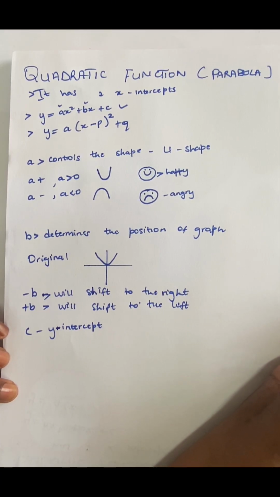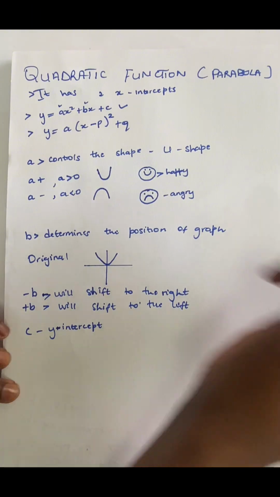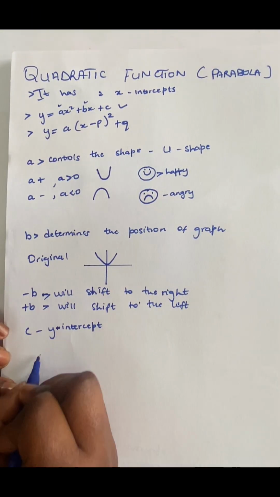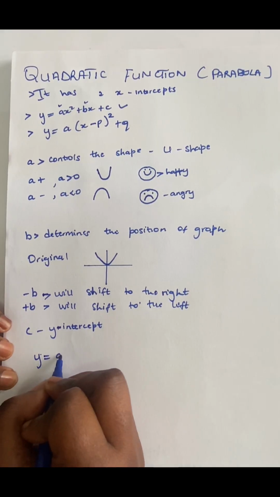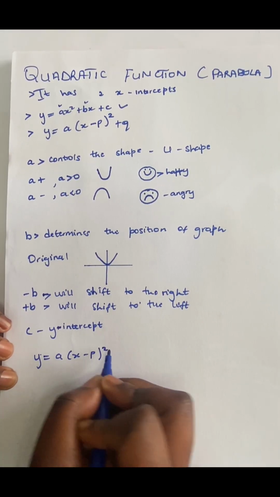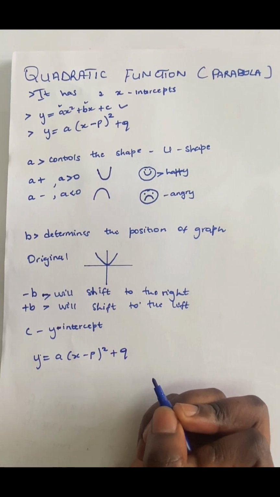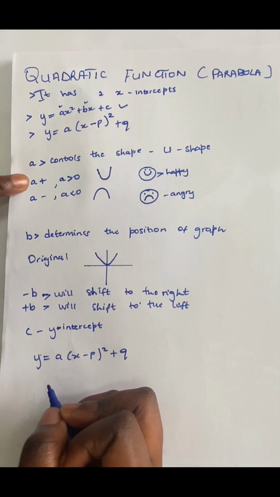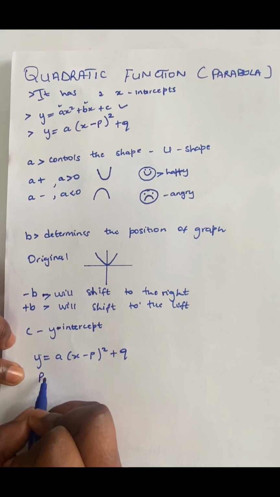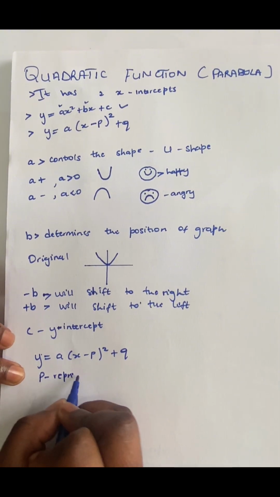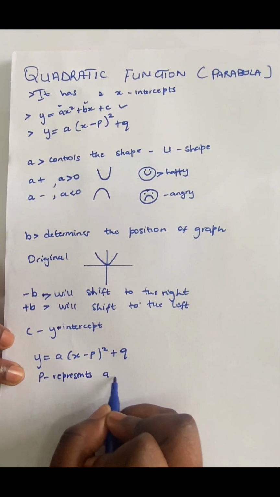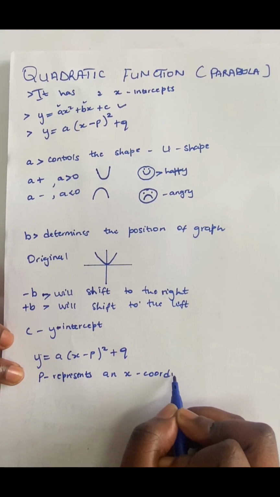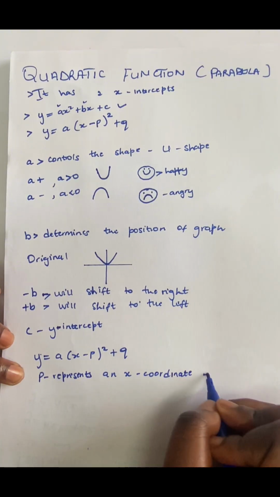We are moving on to the second standard form, a into x minus p squared plus q. Your a also represents the shape, and then your p represents the x coordinate of a turning point.